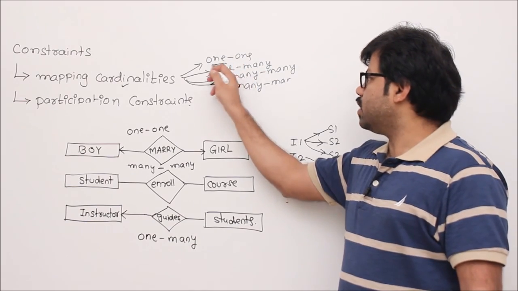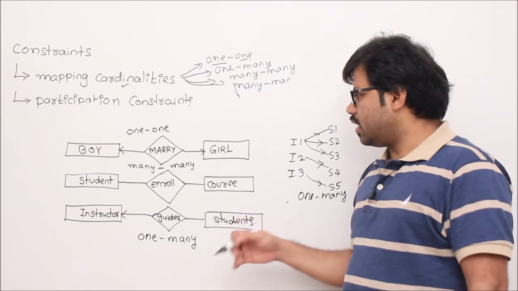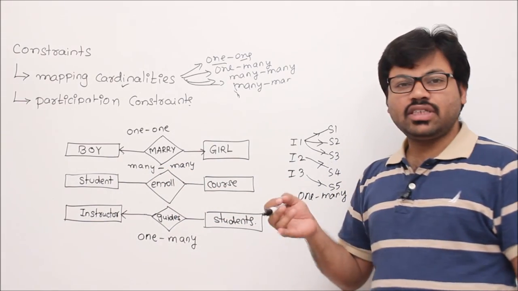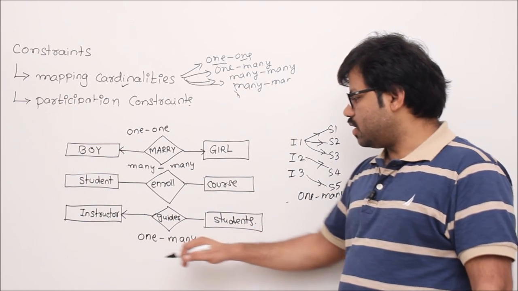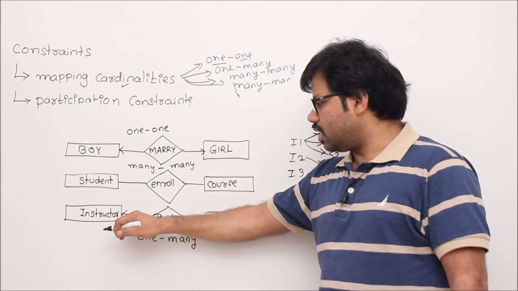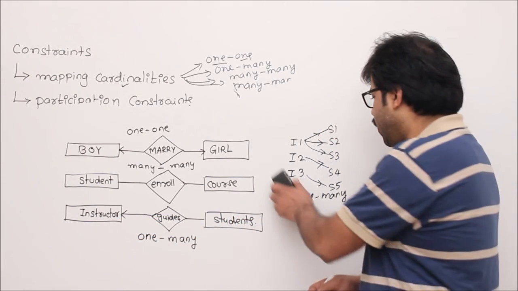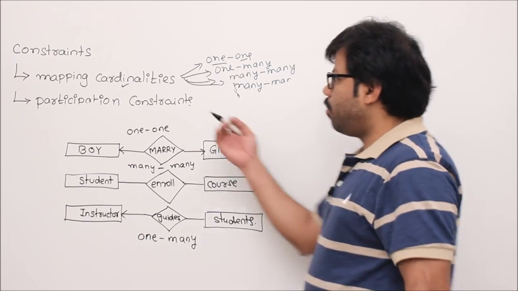Whenever the relationship is one to one, put arrows like this, on two sides. Whenever the relationship is many to many, then don't put any arrow. So arrow represents one. So here instructor versus students, the instructor side is one and the student side is many. Okay. So in that way, we can easily understand these mapping cardinalities.